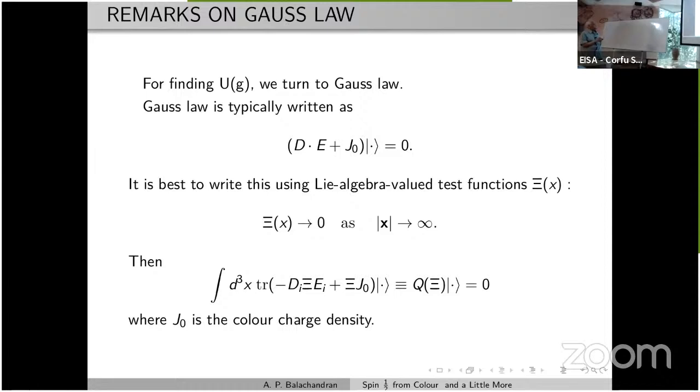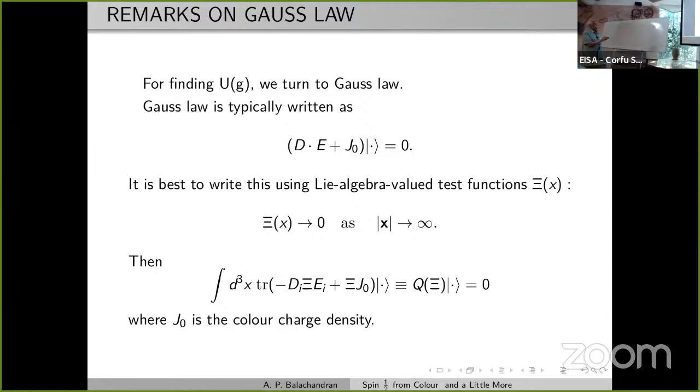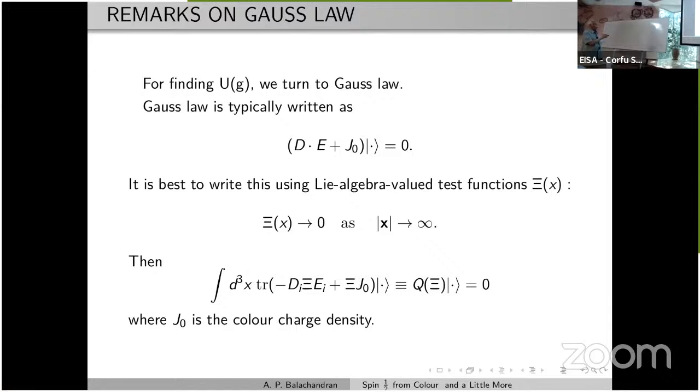But this is not a good way for us to write, because this script D is acting on E, and E happens to be a distribution, a distribution-valued operator. We handle this E very much like, if some of you are familiar with elliptic operators and the distributional solutions of elliptic operators using Sobolev spaces. We write this in a slightly different way by taking Lie algebra valued test functions chi. Chi is an ordinary function, Lie algebra valued, which goes to zero at infinity and is compactly supported.